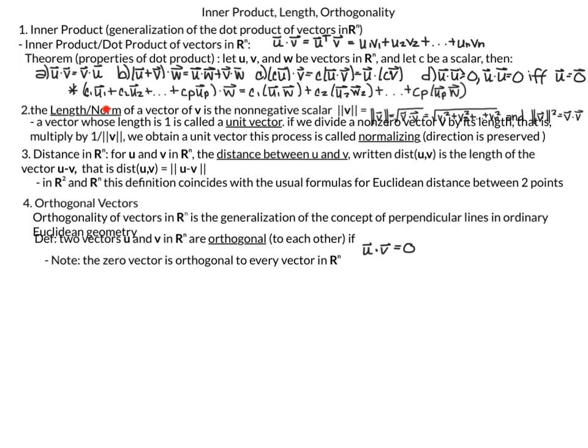Leaving the idea of length and distance for now, we're going to talk about orthogonal vectors. Orthogonality of vectors in Rn is the generalization of the concept of perpendicular lines. So we say things are perpendicular sort of interchangeably with orthogonal. Orthogonal, again, is the generalization. Two vectors u and v in Rn are orthogonal to each other if u dot v equals 0. Note the 0 vector is orthogonal to every vector in Rn.